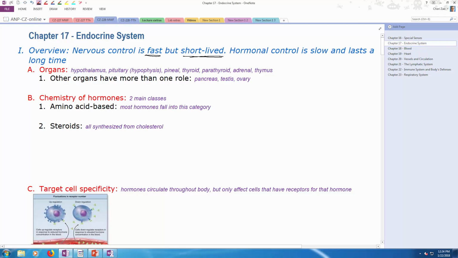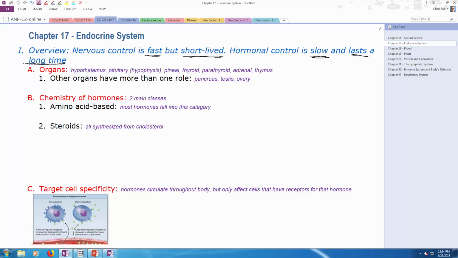The hormonal system, or our endocrine system, will give us control that is slow to start because it's having to circulate around in the bloodstream to get to our target organs. But once it gets to our target organs, it lasts a long time. So it takes up the slack for the nervous system.